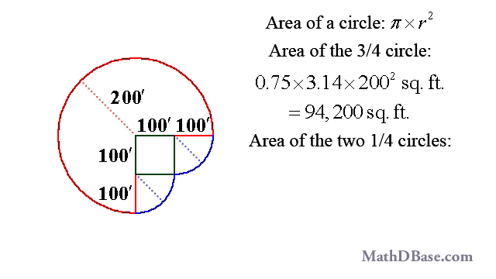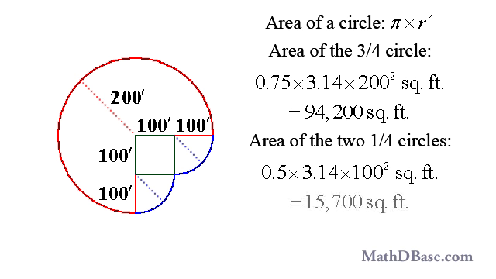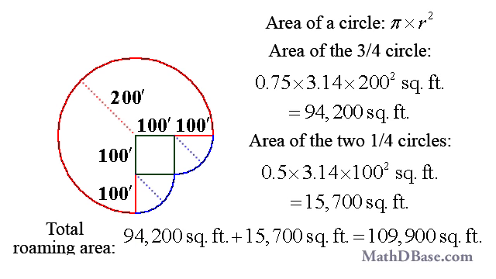The area of the two quarter circles, which combined is the area of a half circle with a radius of 100 feet, is approximately 0.5 times 3.14 times 10,000 square feet, or 15,700 square feet. The approximate total area that the goat can roam outside of the barn is 94,200 square feet plus 15,700 square feet, or 109,900 square feet.